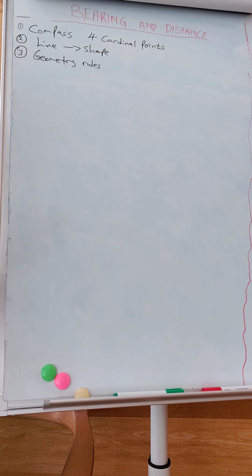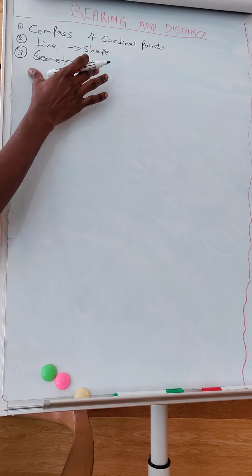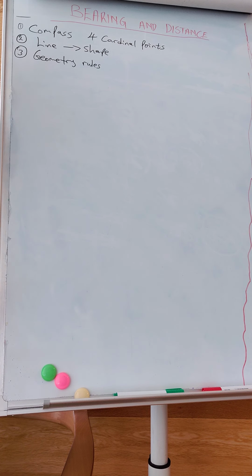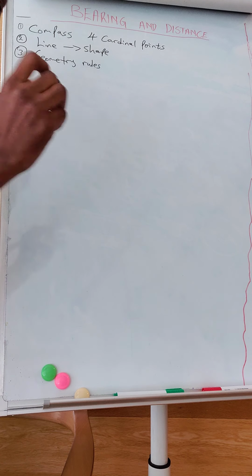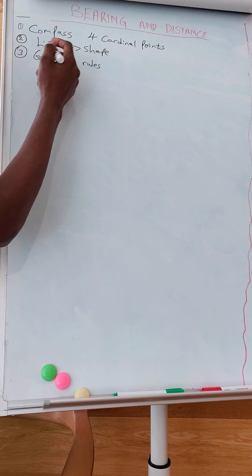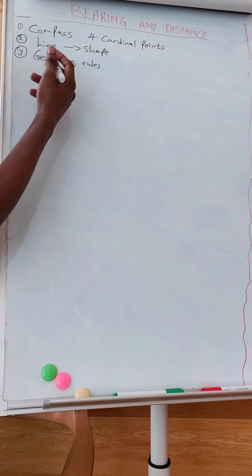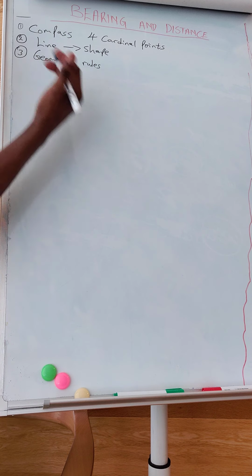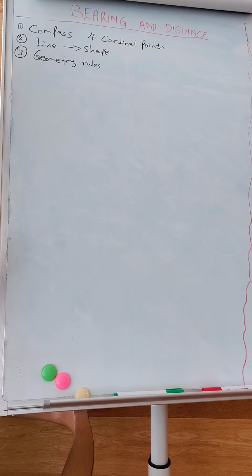So these are the things that you are going to need to solve any questions under bearing and distance. The compass, which you will be using your own hand to draw the four cardinal points, then the point will lead to line to shape. Then you have to apply the geometric rules, the simplest form of the geometric rules is what you will be needing in interpreting bearing and distance questions.